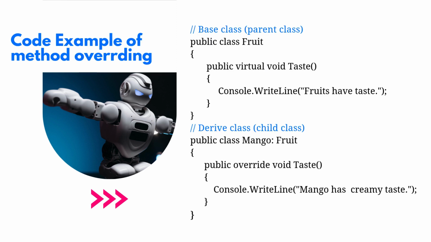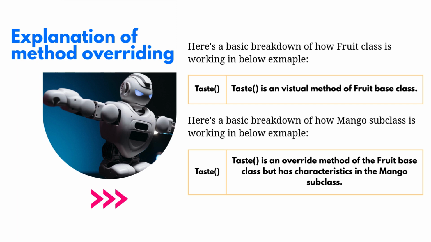The given code is an example of method overriding. We have a Fruit class that contains a virtual Taste method. The Mango class inherits from the Fruit class and overrides the Taste method to provide its own implementation. In the Fruit class, Taste is a virtual method of the Fruit base class. In the Mango class, Taste is an override method of the Fruit base class but has characteristics specific to the Mango subclass.